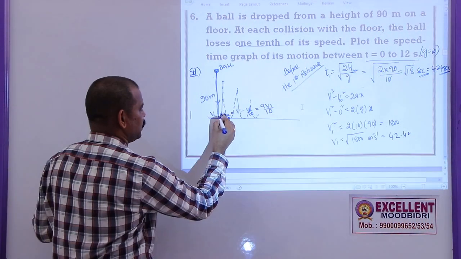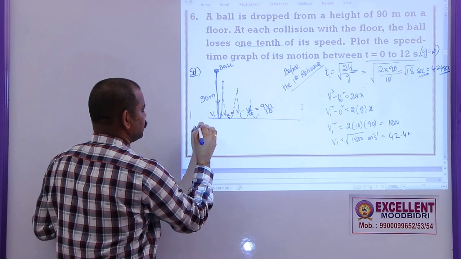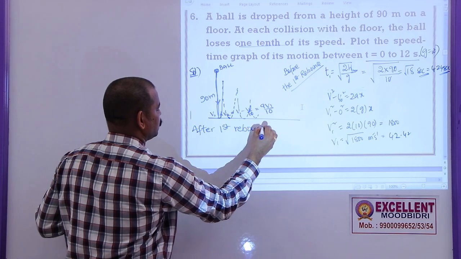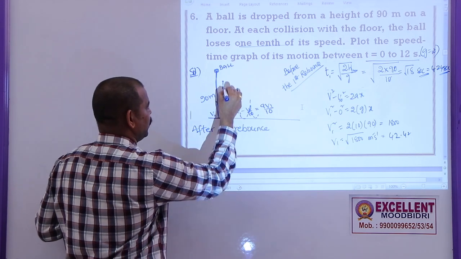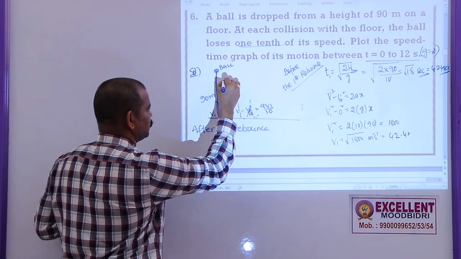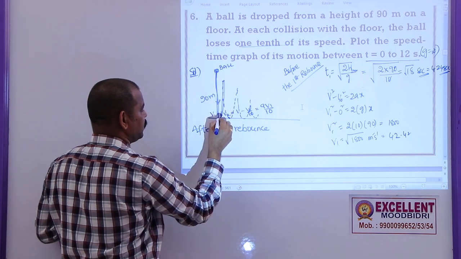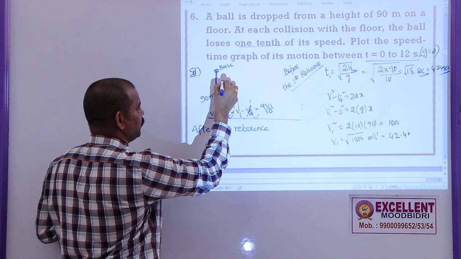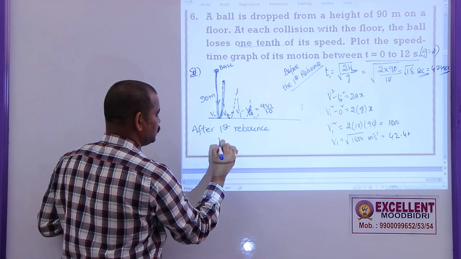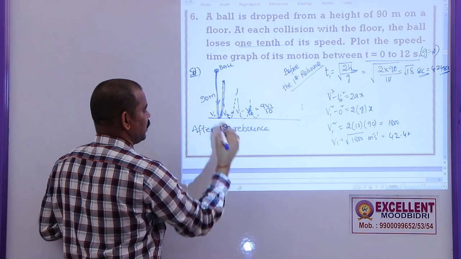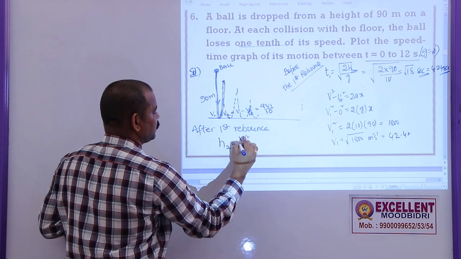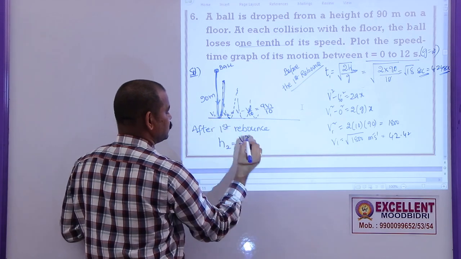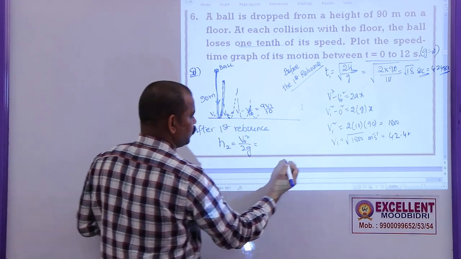So, what is the time taken after the first rebound? After the first rebound, it will take some time to reach the maximum height. Maximum height is initially 90. Now, after losing velocity, it will not reach the same point. It will reach a point less than that one. So, what is the h2 here? That is the second height, which is given by v naught square by 2g. What is v naught? That is v1 only. Sorry, here v1 is 42.42.